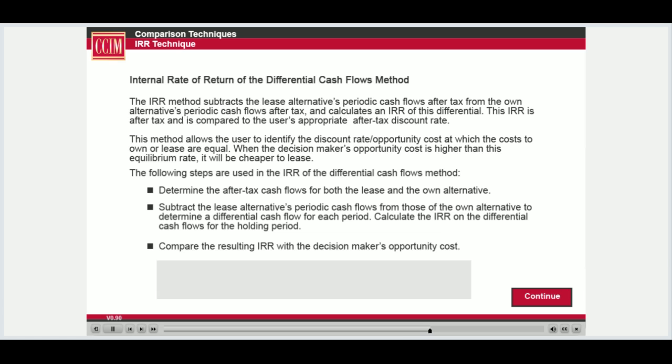If the IRR of the differential is higher than the user's cost of funds, then they should own. If the IRR is lower than the cost of funds, then they are better off leasing and avoiding the large down payment that comes with owning. We'll go into more detail on how to do this in a later segment.